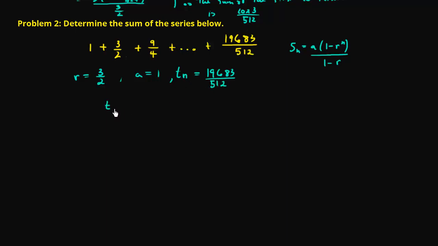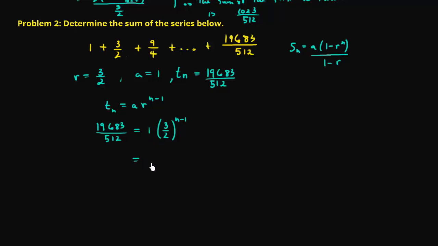So recall that for a geometric series, we have that t sub n, the nth term, is equivalent to the first term times the common ratio to the power of the term number minus 1. So we know that the nth term is 19,683 divided by 512. We know that the first term is 1, and we know that the common ratio is 3/2. So now what we've done is we've set up an equation here, and we can solve for n.